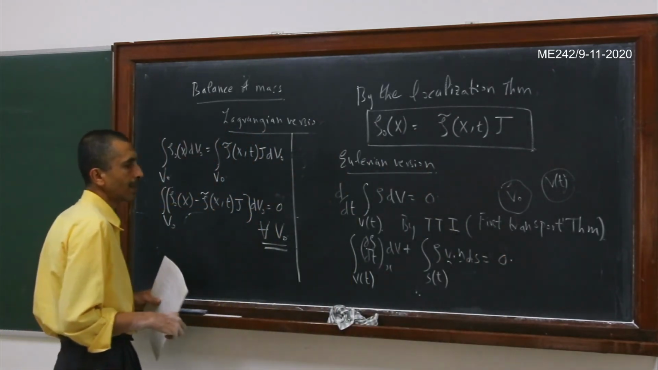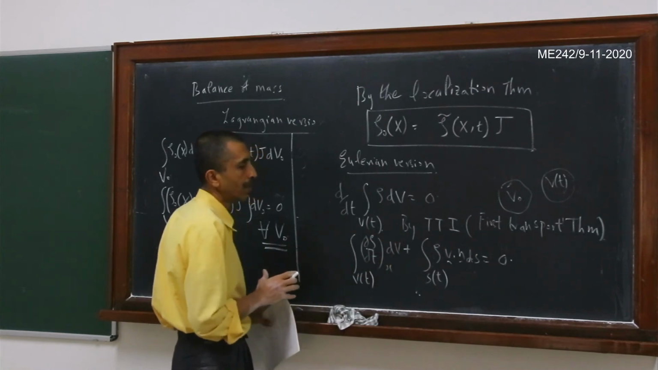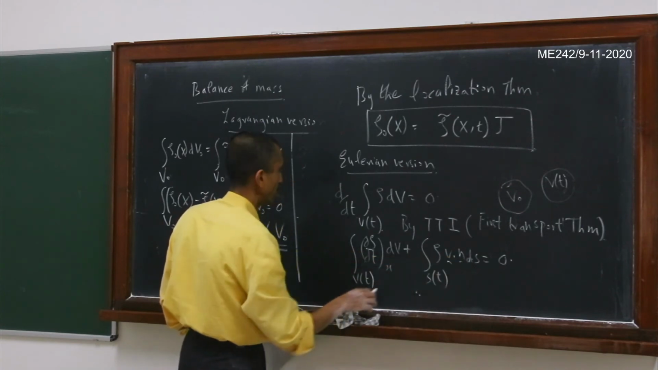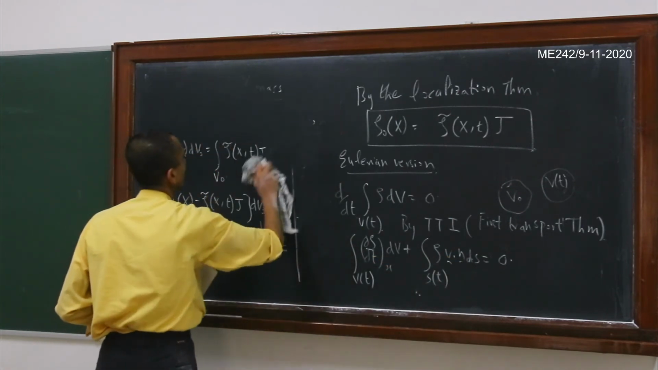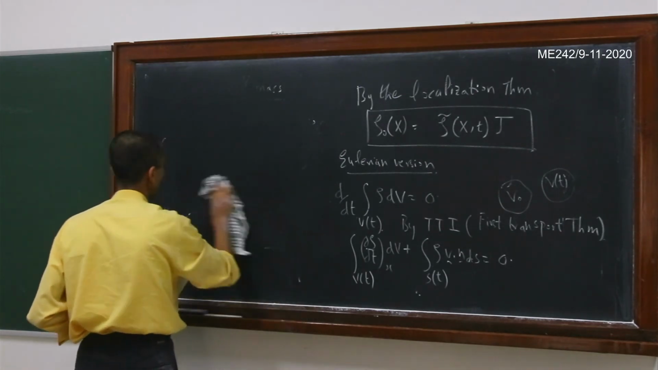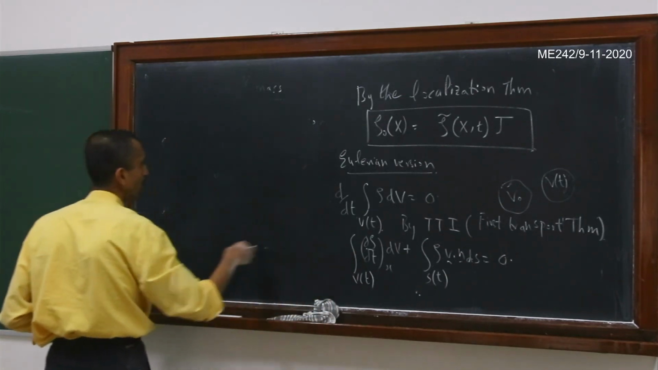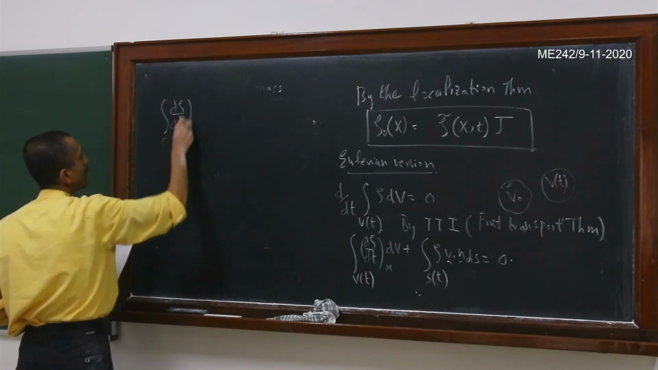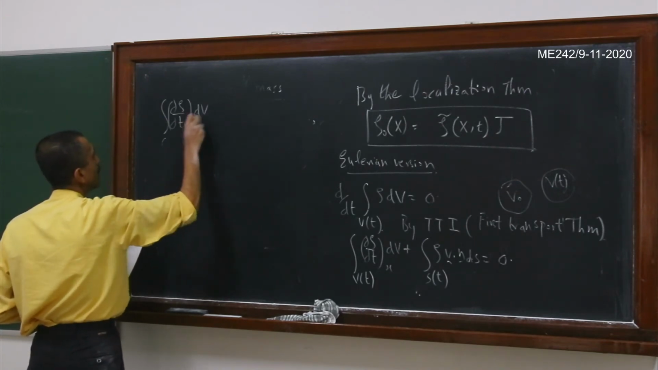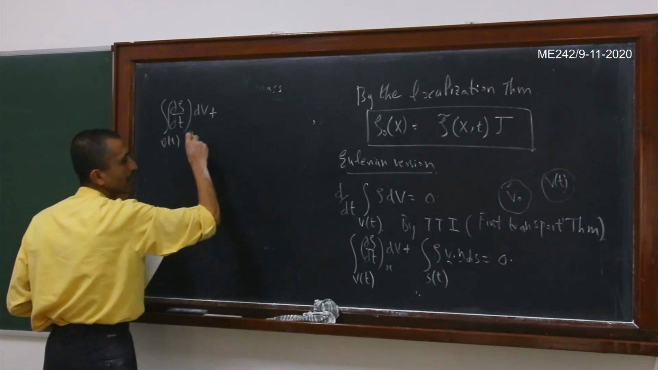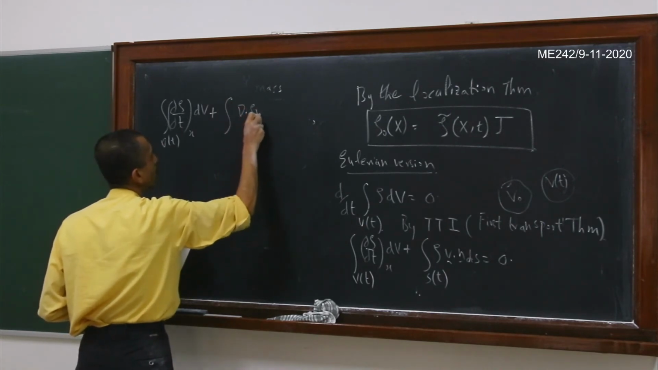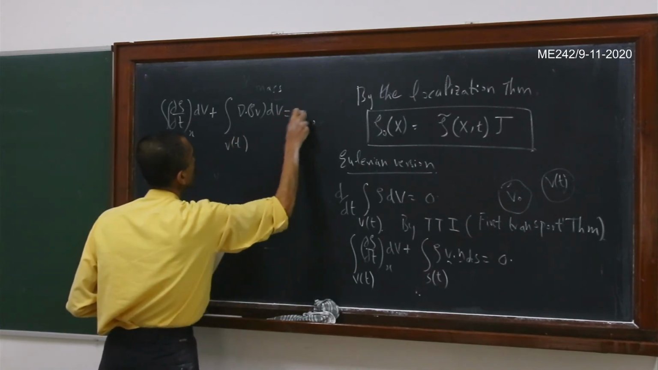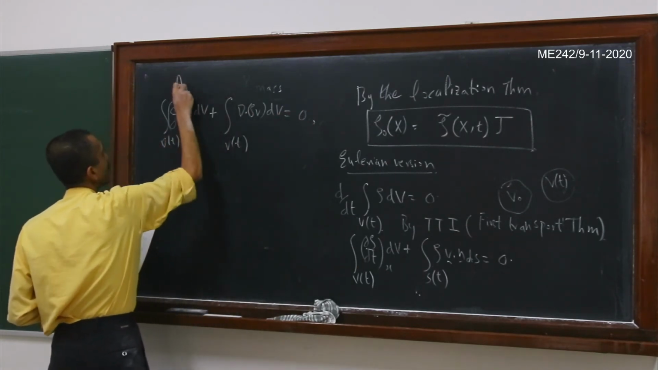Then, so as to transform everything into one volume integral, we will apply the divergence theorem to this particular term here, and then we will express everything under one integral. So if I write this, I will get the integral of del rho by del t, keeping x fixed, times dV over V of t, plus the integral of del dot rho v times dV over V of t is equal to 0. Here I have just applied the divergence theorem.